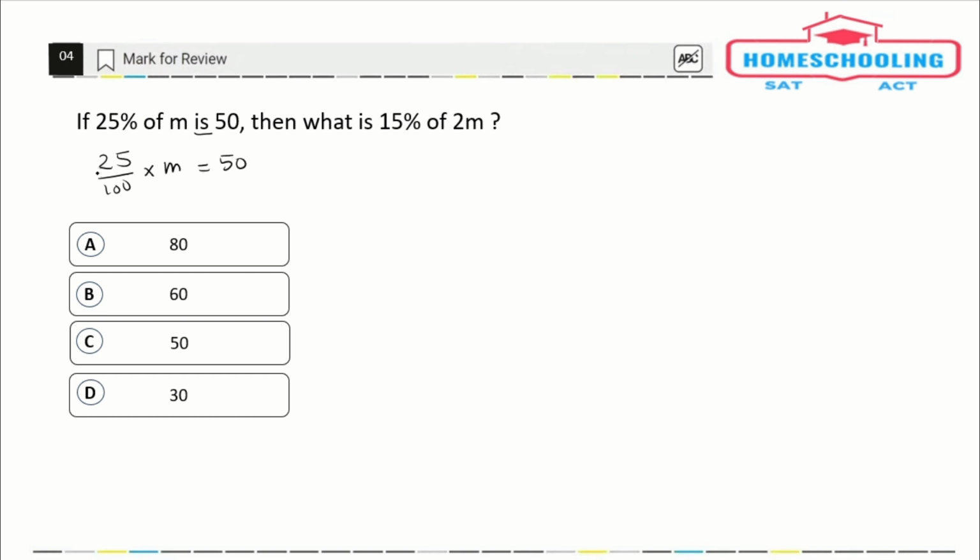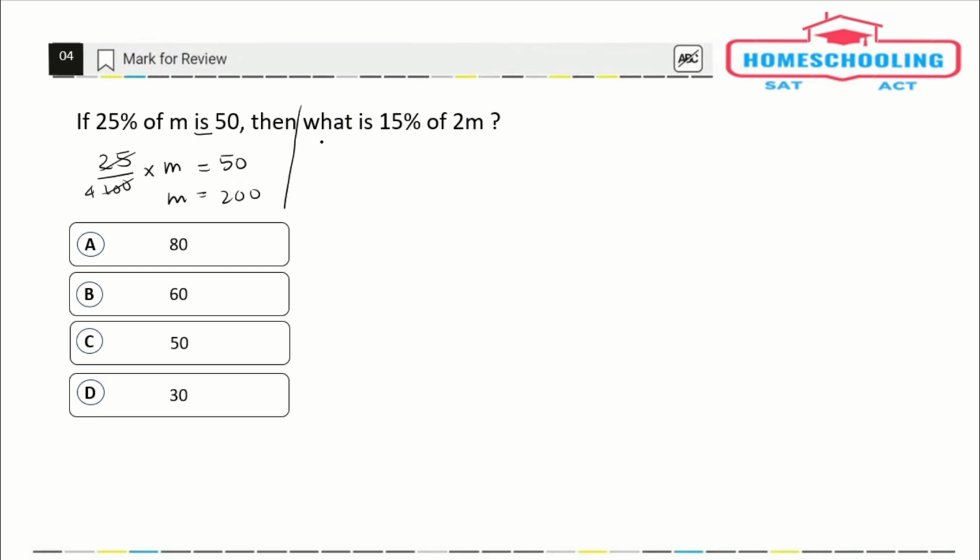So from this we can find the value. 25%, as we have read, can also be written as 1 by 4. Hence m would be 50 into 4, that would be 200. So we have to find what is 15% of m.